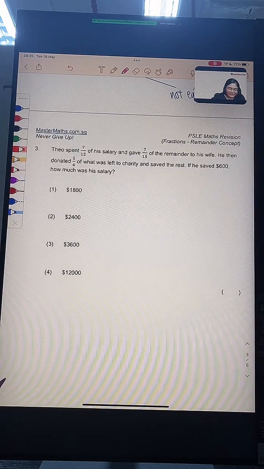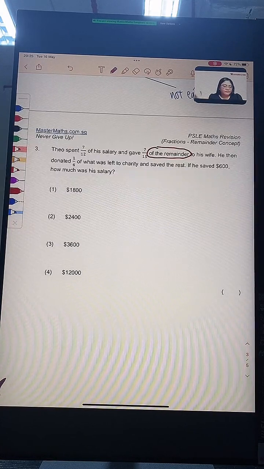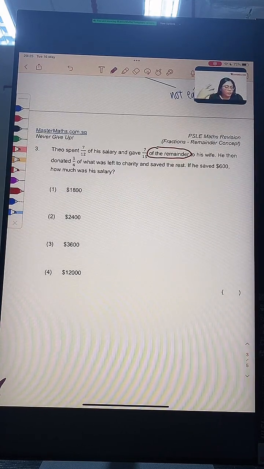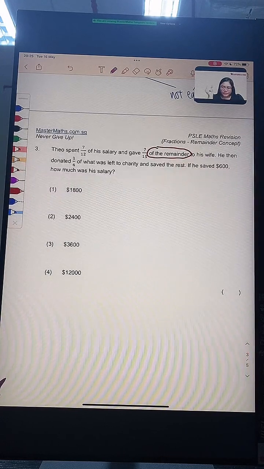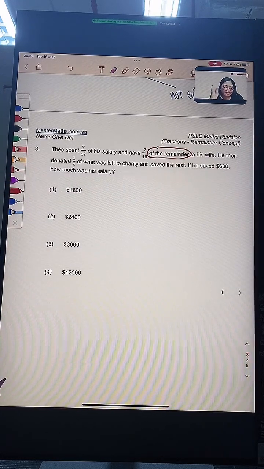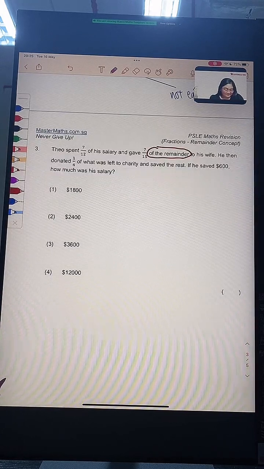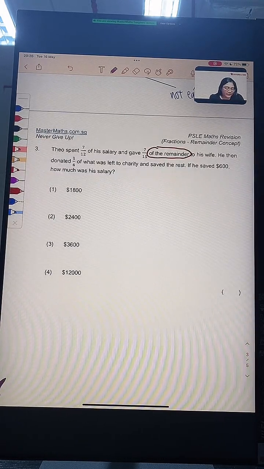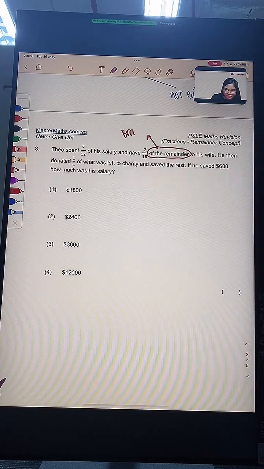Very good. Those of you who identified the keywords to be "of the remainder", well done. The next step is to identify, when we see "of the remainder", what do we do? Do you all recall? Whenever we see "of the remainder", a switch must turn on in your brain to tell you, I must always use what method? Yes, indeed, we use the branching method. Fantastic.